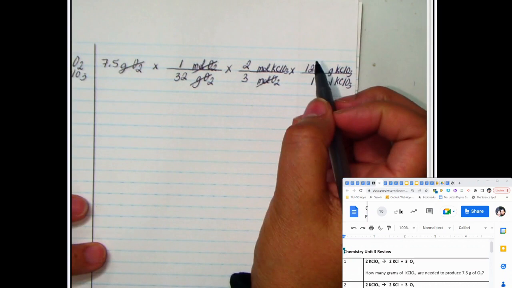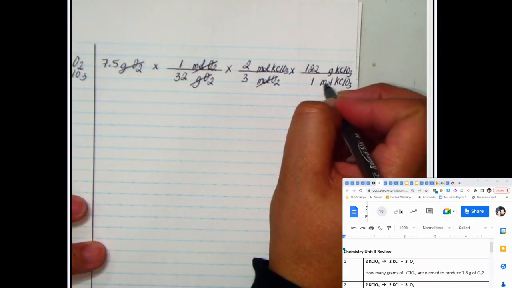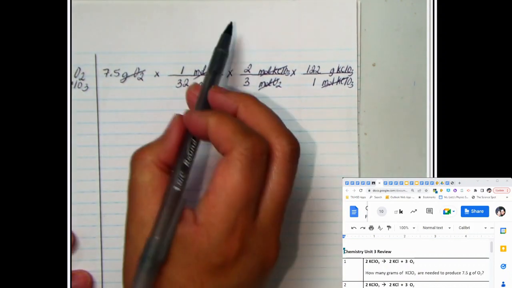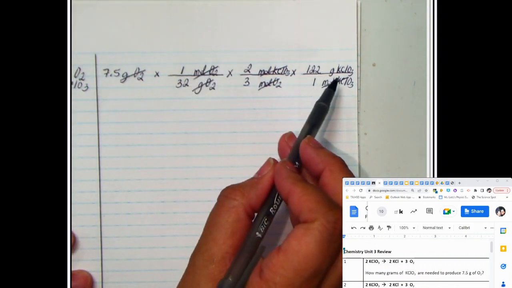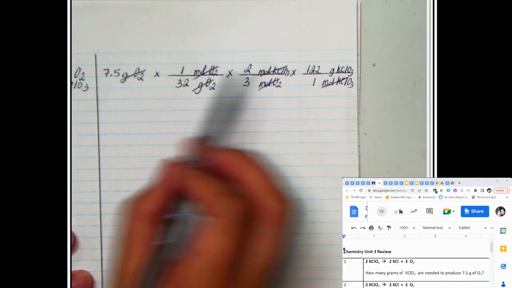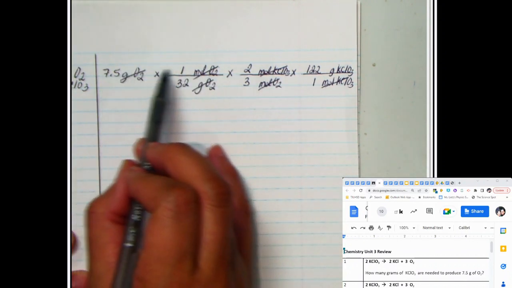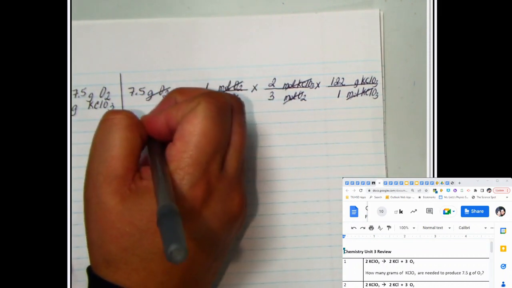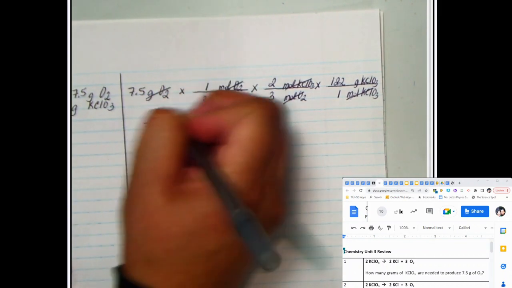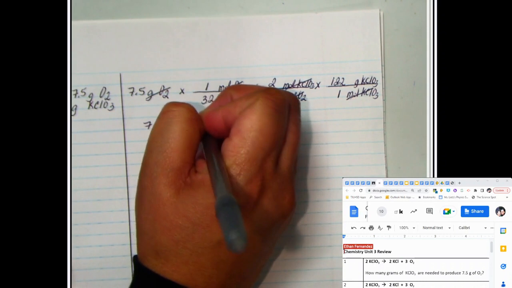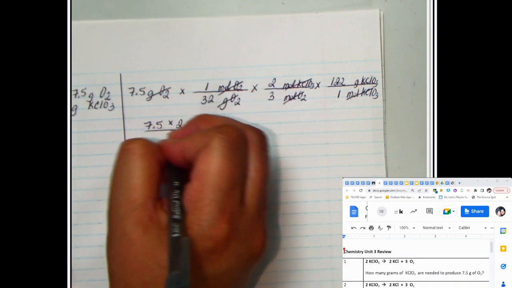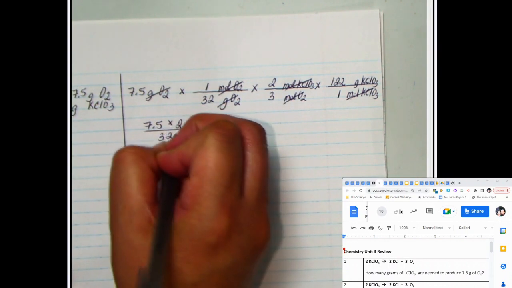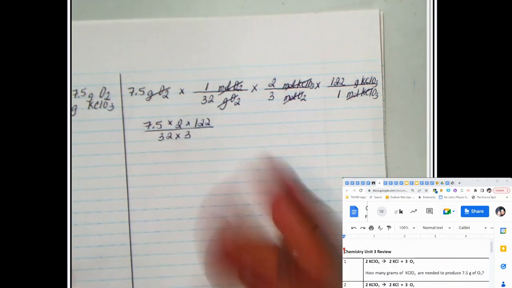All right, and then we have the moles of KClO3. Top and bottom are going to cancel out. So the only units that aren't canceling out is grams of KClO3, which is what we're looking for. Take all your numbers that are on top, numbers that are in the numerator, you're going to multiply them together. So I'm going to write it down here. I end up with 7.5 times 2 times 122. And then on the bottom, you're going to do the same thing. If you have numbers on the bottom, you multiply them out. So I have 32 times 3 times 1.